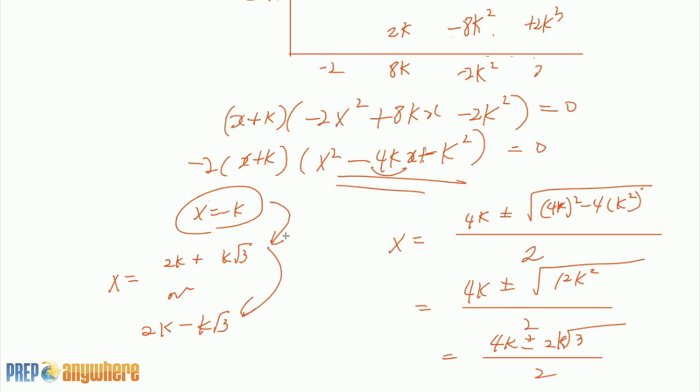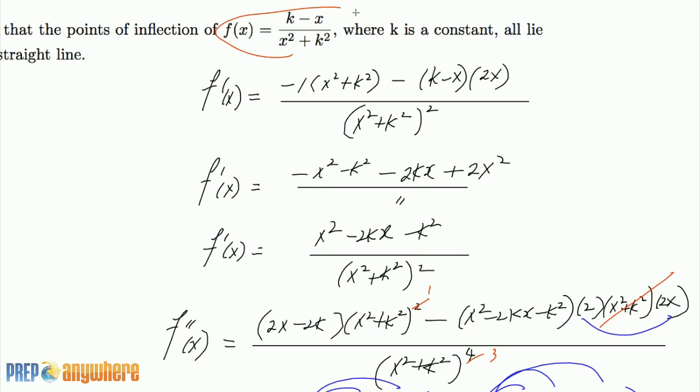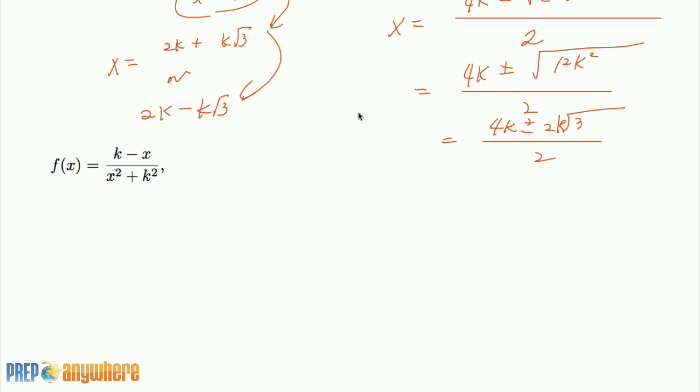Is that true? So these are just the x values. We actually need to plug these values into the original function, okay? Okay, so let's plug it in here. When you plug in negative k, you get 2k over 2k squared. So that gives you 1 over k.